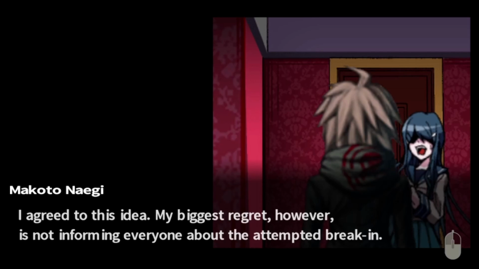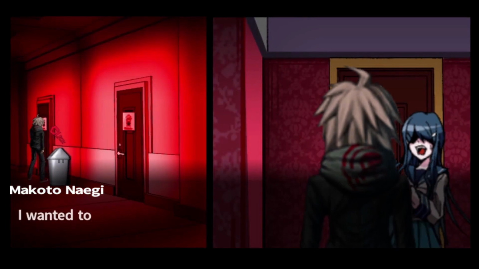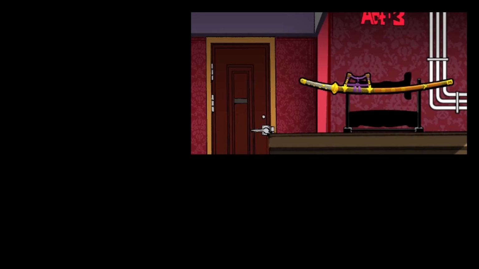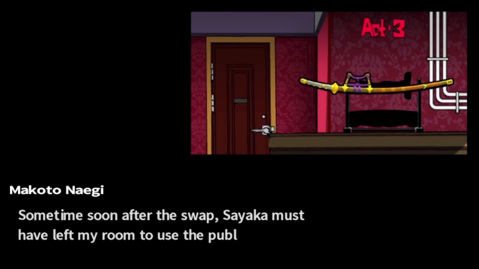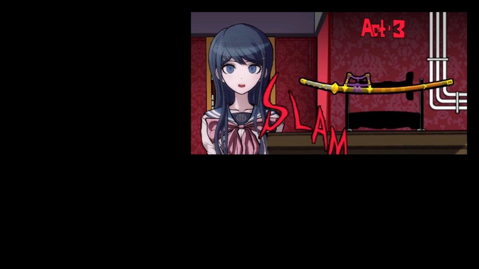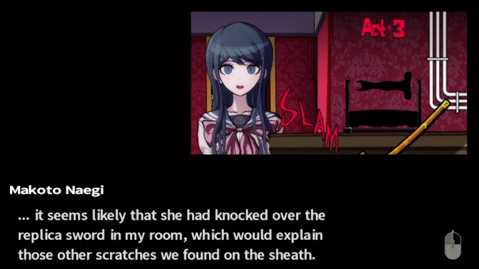My biggest regret, however, is not informing everyone about the attempted break-in. I wanted to ensure that such a thing had actually occurred before alarming everyone, so I went to investigate Sayaka's room. Sometime soon after the swap, Sayaka must have left my room to use the public bathroom. We can only speculate this part, but judging by the gold residue we found on her wrist, it seems likely that she had knocked over the replica sword in my room, which would explain those other scratches we found on the sheet.